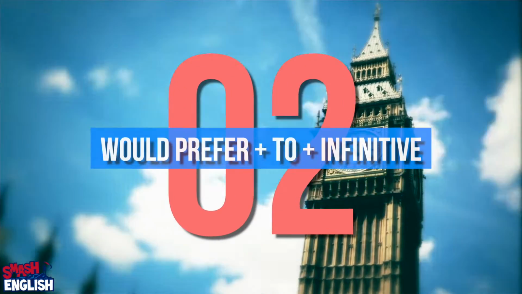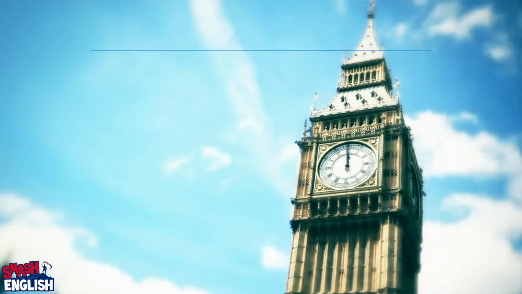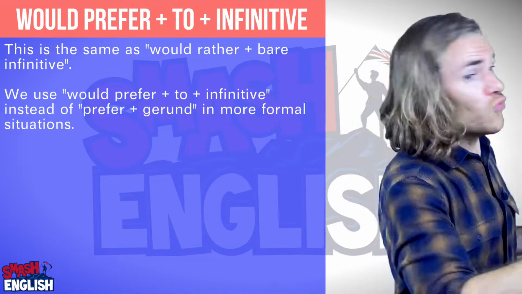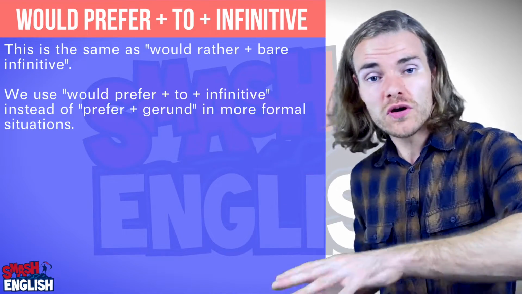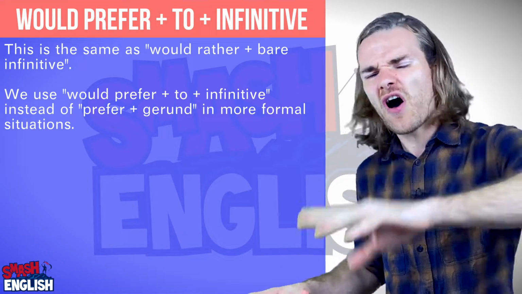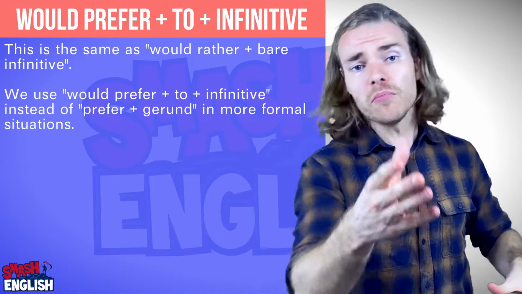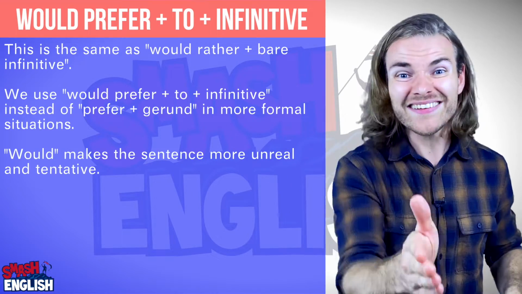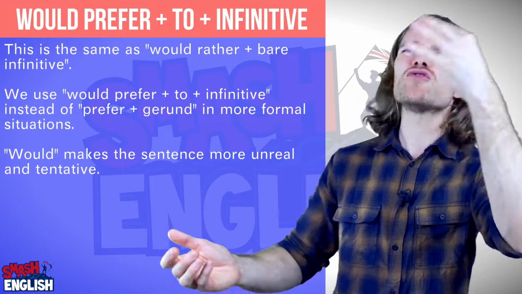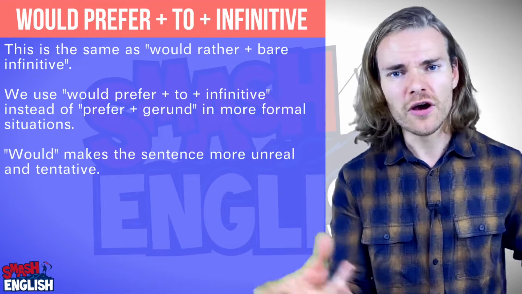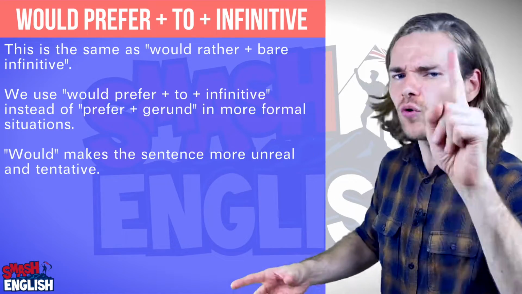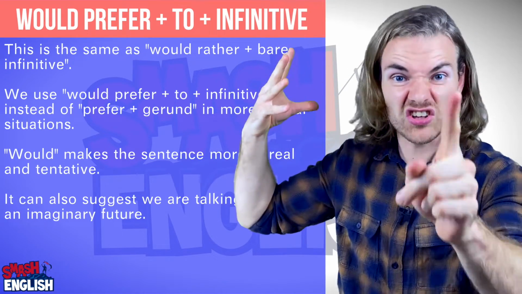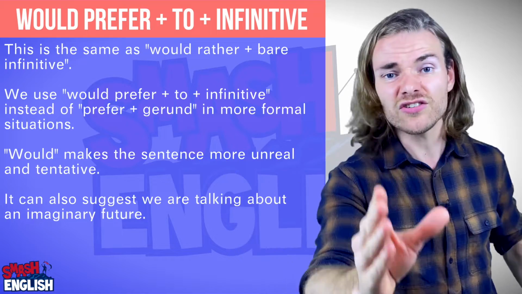Would prefer plus to plus infinitive. This is the same as would rather plus the bare infinitive. We use I would prefer to plus infinitive instead of I prefer plus gerund in more formal situations. Remember, the use of would here is what makes it more formal. It makes it unreal and more tentative, more cautious. However, it can also suggest that we are talking about an imaginary future situation. Think about the second conditional.